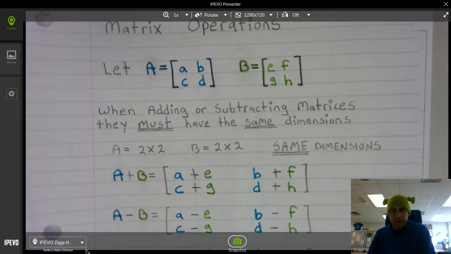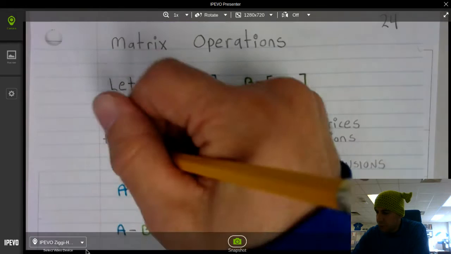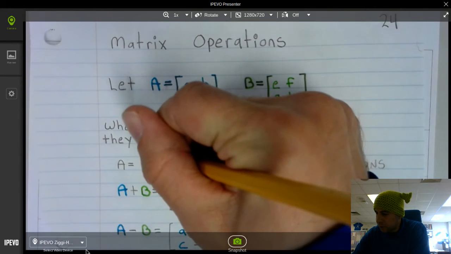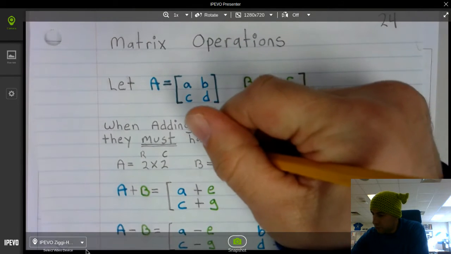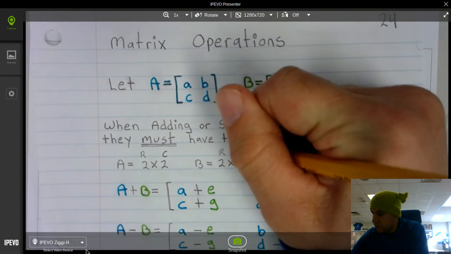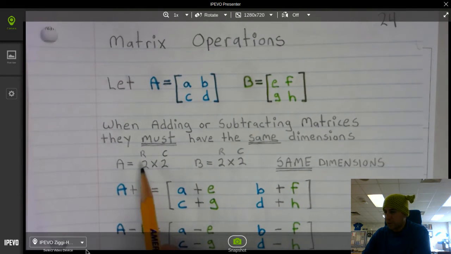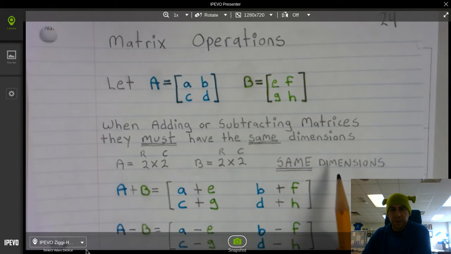So what that means is that A has 2 rows and 2 columns. Okay, B has 2 rows and 2 columns. So since they both have 2 rows and 2 columns, they're the same dimensions, so you can add or subtract them.